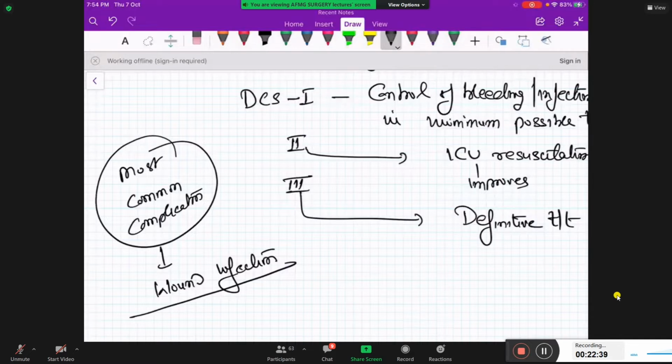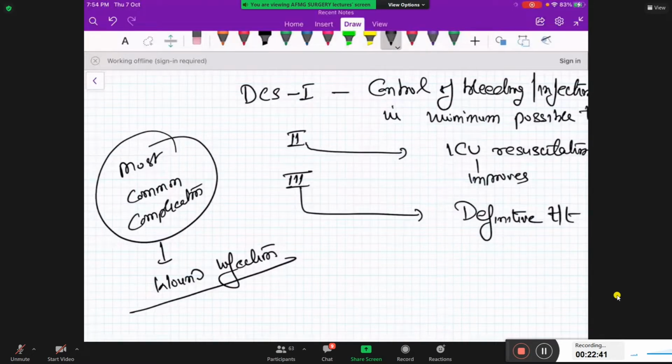What is ICU resuscitation? You will send this patient to ICU and there you will resuscitate now. You have already ligated the problem, you have already controlled the bleeding. Now give him fluid, blood and blood products. You may need to give vasopressors also. Speed is fine? Please, if the speed increases anywhere, stop me in between, right?